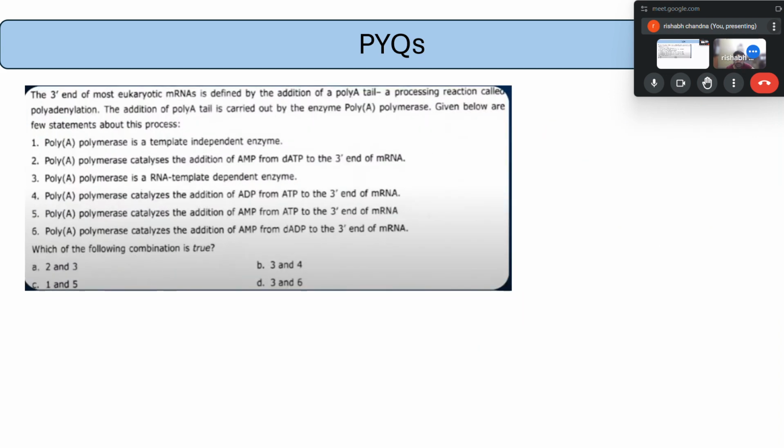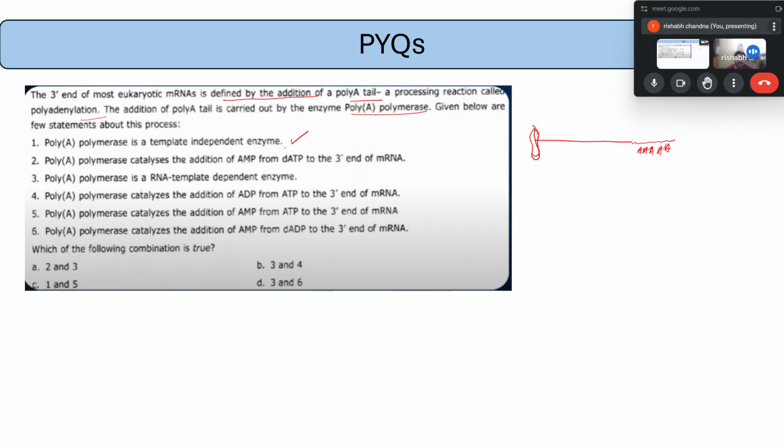Now moving on to the next question. The 3' end of most eukaryotic mRNAs is defined by the addition of the poly-A tail. Okay, so as I told you, the poly-A tail is added to the mRNA. So this is the cap and this is the poly-A tail, by a processing reaction called polyadenylation. The addition of the poly-A tail is carried out by the enzyme poly-A polymerase. Given below are a few statements about this process. So poly-A polymerase is a template independent enzyme. This is correct. So we have to figure out which combination is true or false.